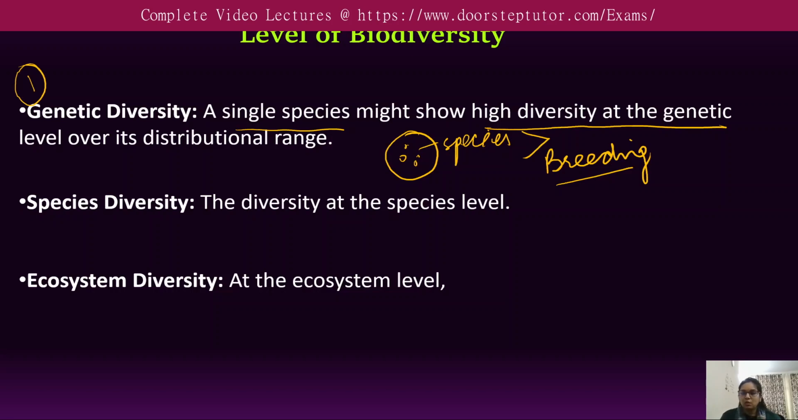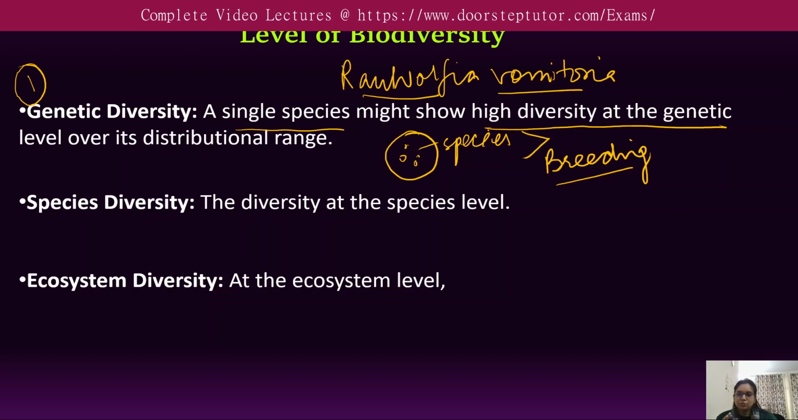Genetic variation is shown, for example, by the medicinal plant Rauwolfia vomitoria. This genetic variation is shown by this plant growing in different Himalayan ranges, in terms of their potency as well as the concentration of the active chemical that this plant produces. India has more than 50,000 genetically different strains of rice as well as thousands of varieties of mango. This is the importance of genetic diversity.